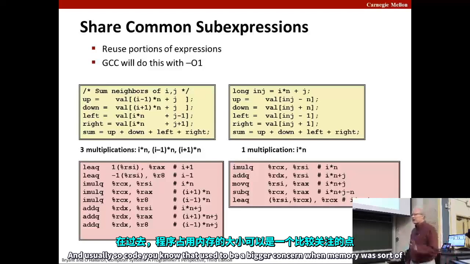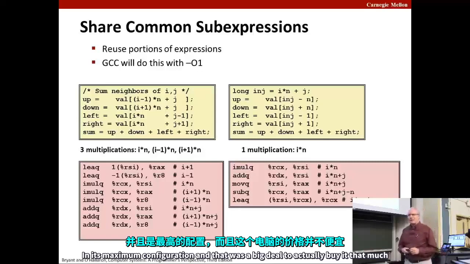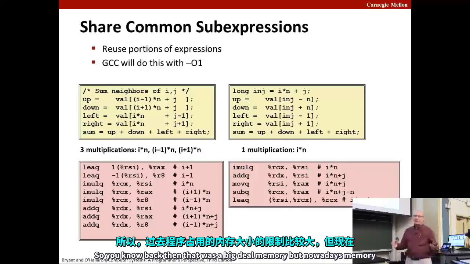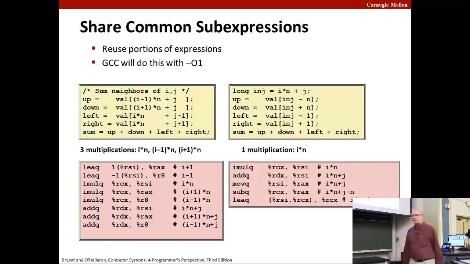Code size used to be a bigger concern when memory was scarce. The original IBM PC had 640 kilobytes of memory in its maximum configuration, and it was a big deal to actually buy that much. But nowadays the size of the program is usually a pretty small fraction of what you're dealing with overall. But it's a valid question.